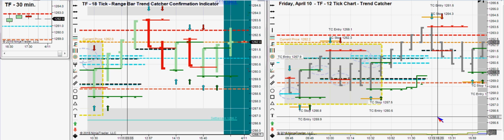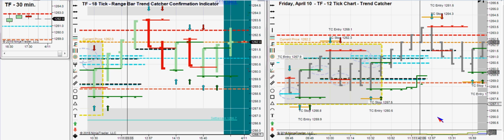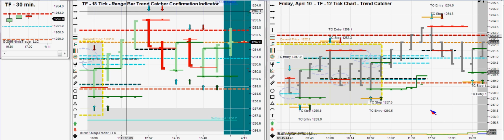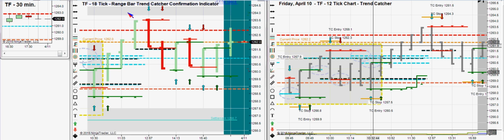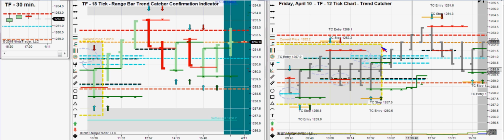And for those who don't know, I use an 18-tick range bar chart, that you see the chart on my left here, for making confirmation. And I take the signal that comes from the 12-tick chart, which is on the right hand side.